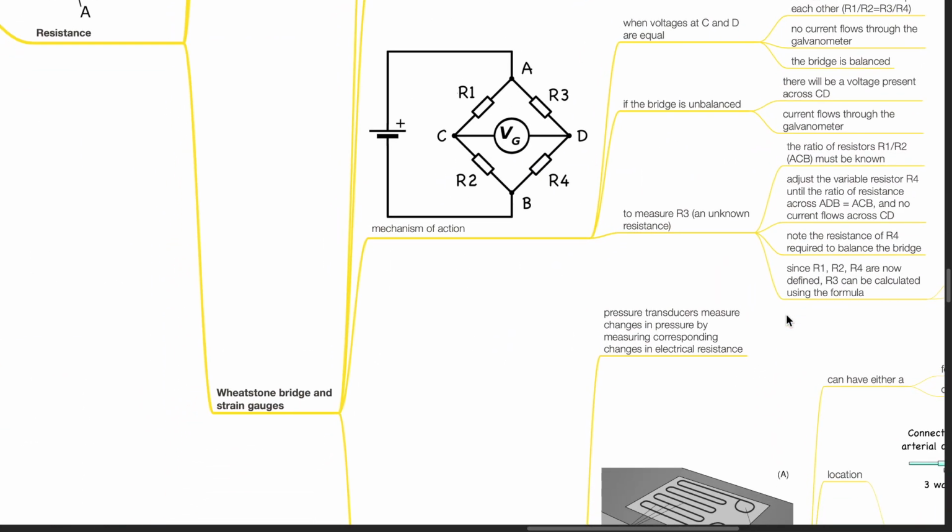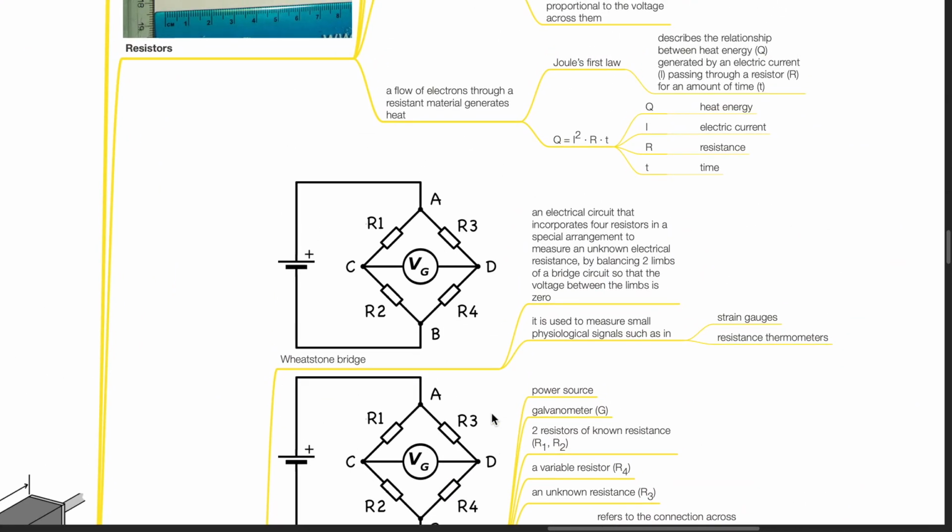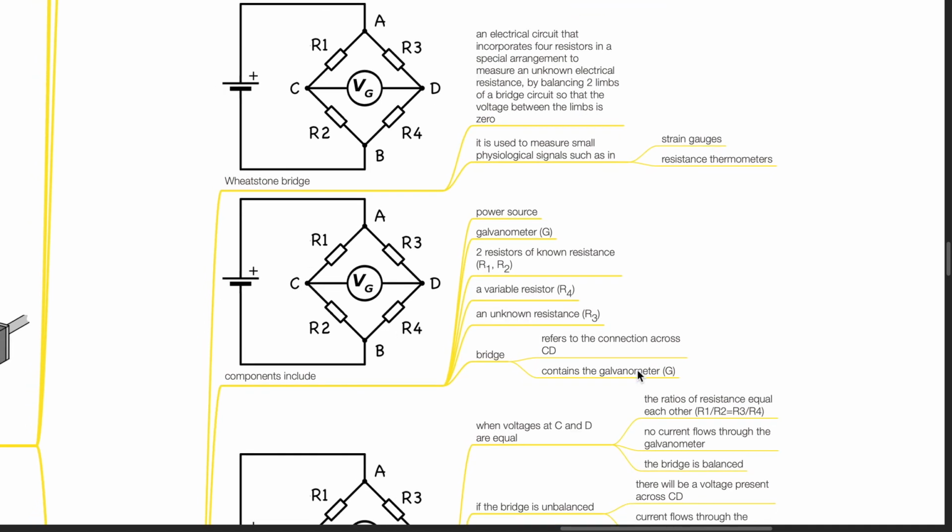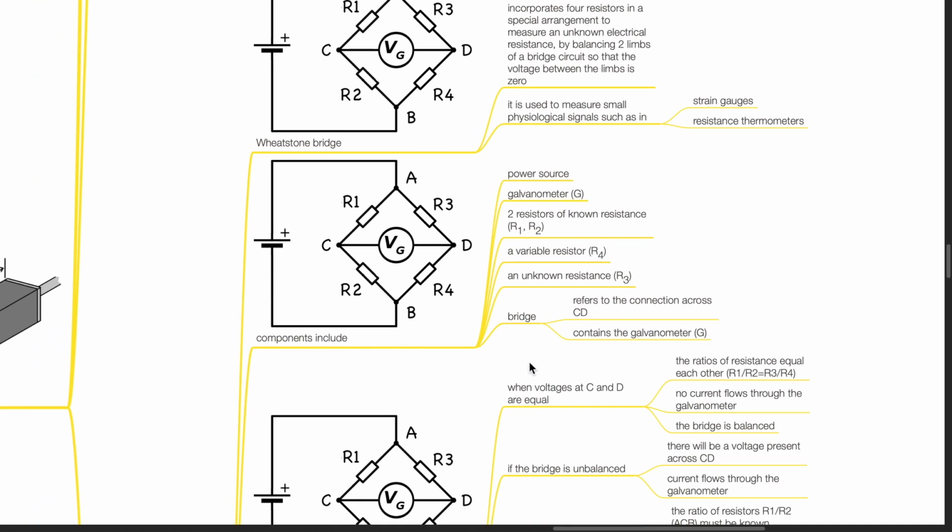Wheatstone bridge and strain gauges. A Wheatstone bridge is an electric circuit that incorporates 4 resistors in a special arrangement to measure an unknown electrical resistance by balancing 2 limbs of a bridge circuit so that the voltage between the limbs is 0. It is used to measure small physiological signals, such as in strain gauges and resistance thermometers. Components include a power source, galvanometer, 2 resistors of known resistance R1 and R2, a variable resistor R4, an unknown resistance R3, and a bridge, which refers to the connection across C and D, which contains the galvanometer.